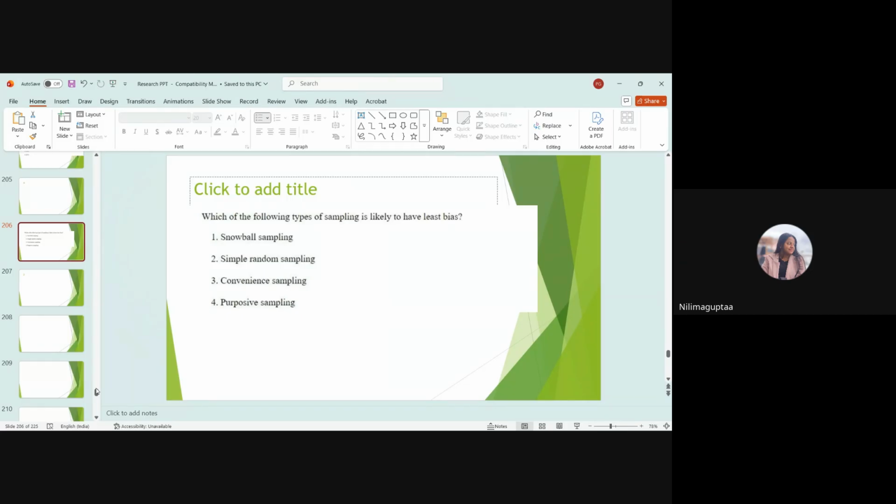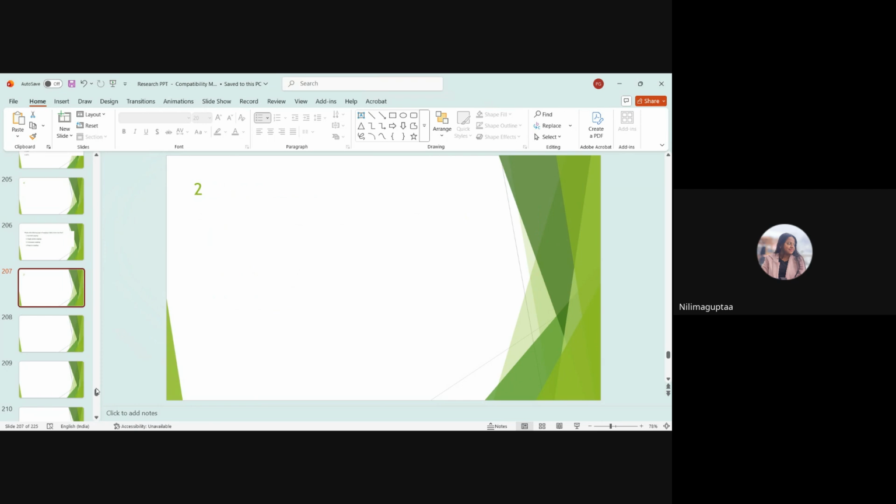Perfect. It is simple random sampling that is going to have the least biasness. Perfect, everyone. The reason being, it's a part of proper quantitative sampling, and the others are part of qualitative sampling. So in qualitative sampling, the snowball, convenience and purposive sampling are non-probability sampling, and simple random is a probability sampling, more systematic. So it will have less biasness compared to the others, and the correct answer is 2.